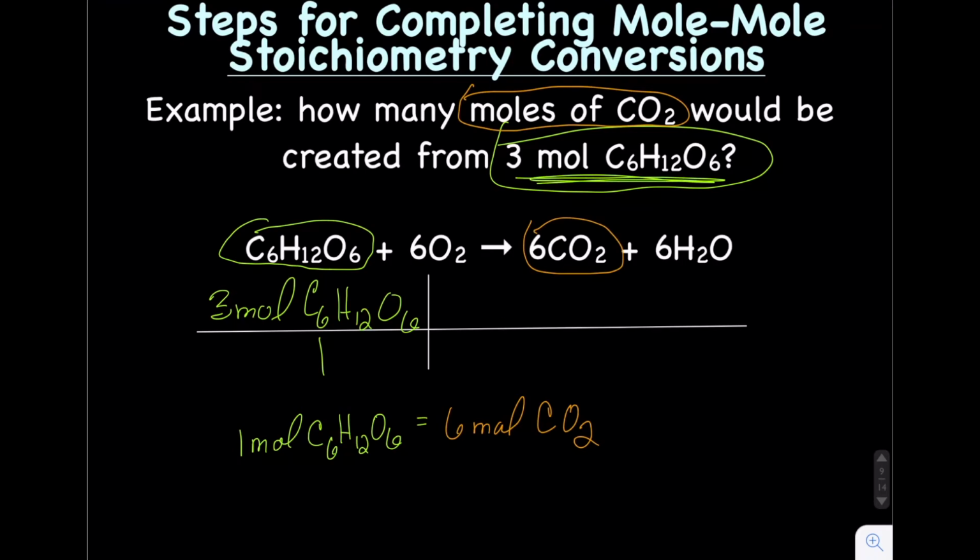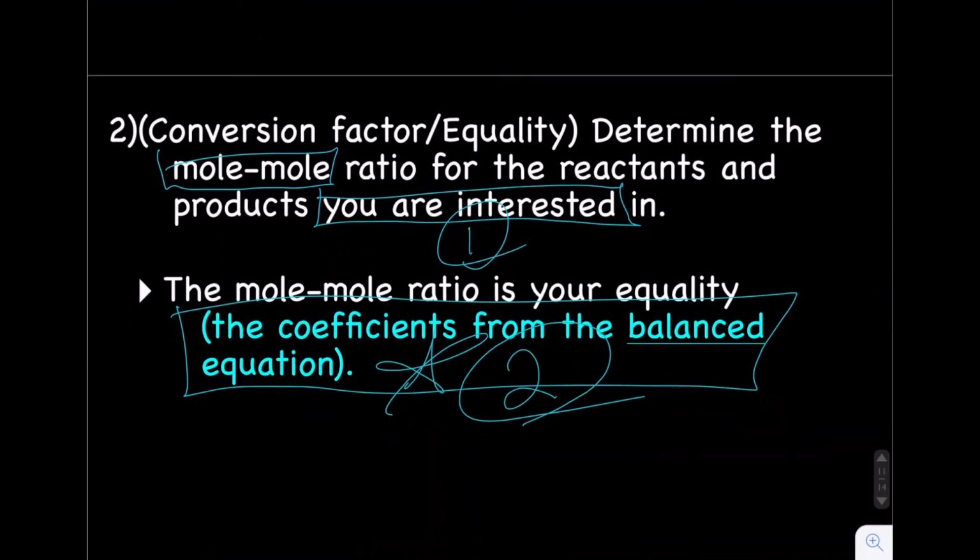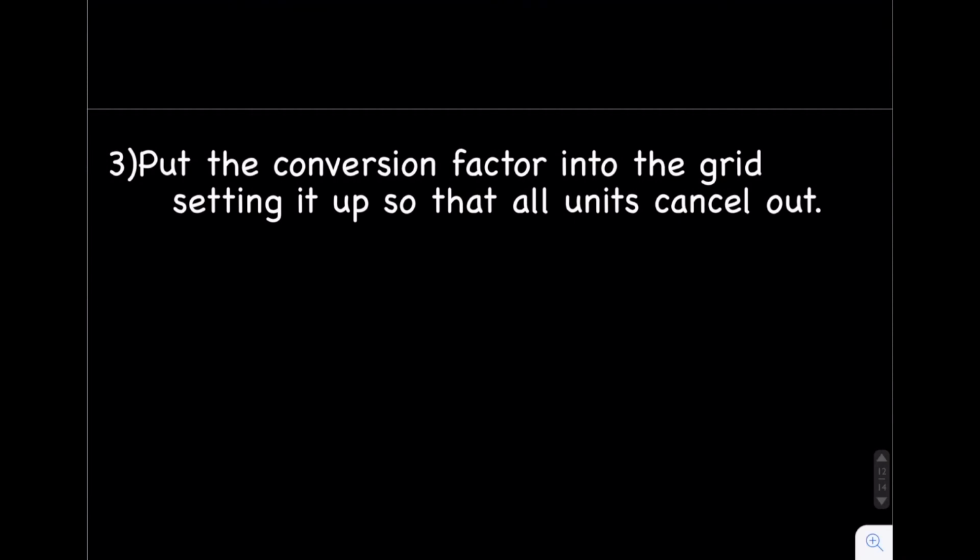And what we do now is the same as before, but let's look at it real quick. Put the conversion factor or equality into the grid. What's important about that is you want to set it out so that the units cancel out, although this time it could be units, or I could say atoms, molecules.